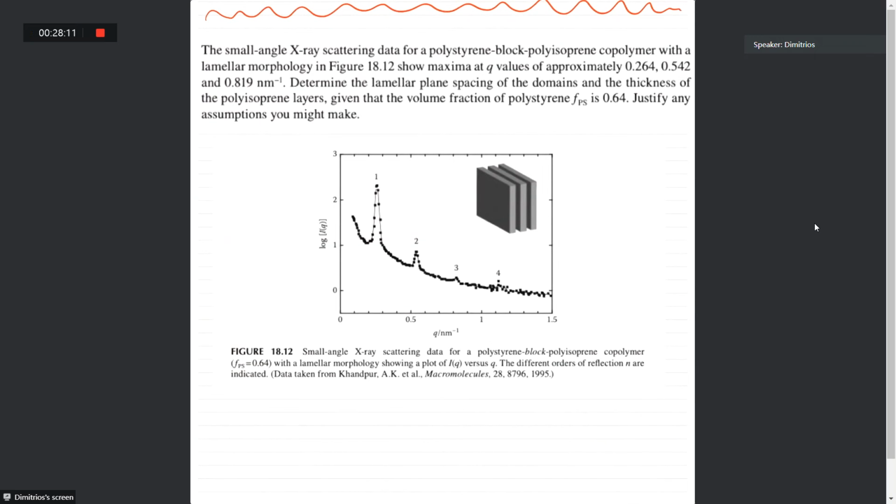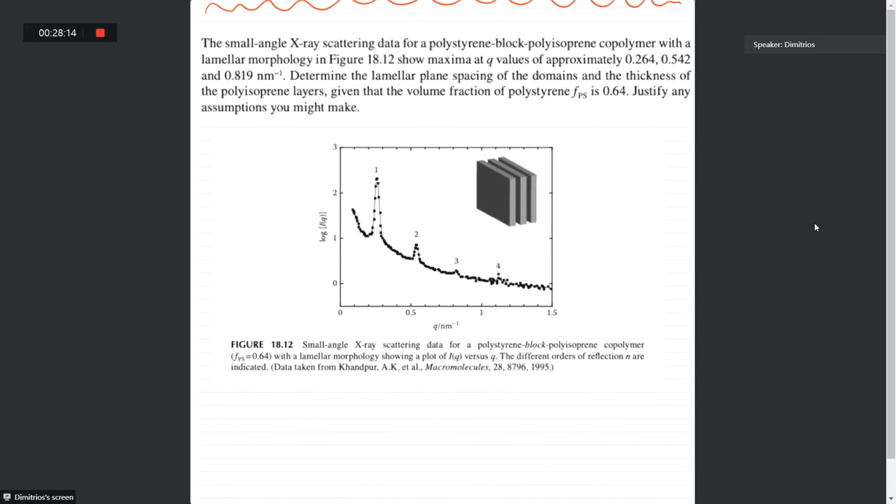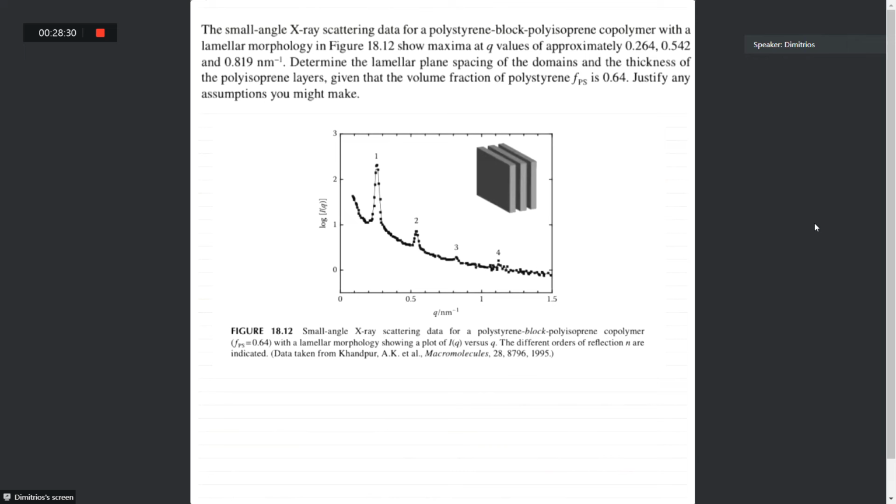Now, let's go to a different style of exercise. We're going away from weight fractions and the number and weight average molar masses. So we have this small angle X-ray scattering data, this graph here, for a polystyrene-block-polyisoprene copolymer with lamellar morphology. And so these maxima, the 2, 3, 4 ignore, for it's very small, are at Q values of 0.264, 0.542, and 0.819.